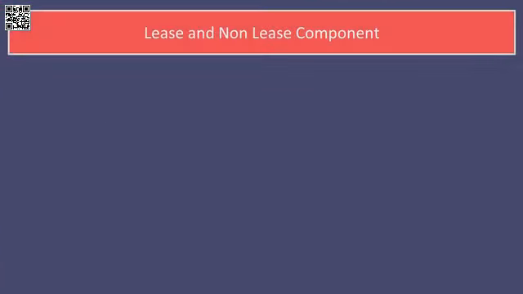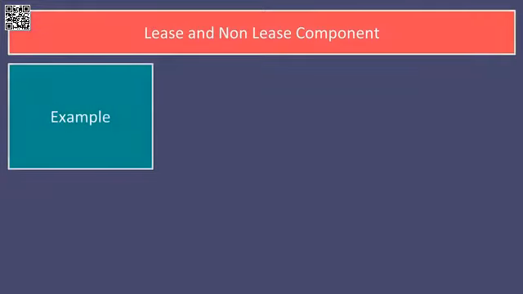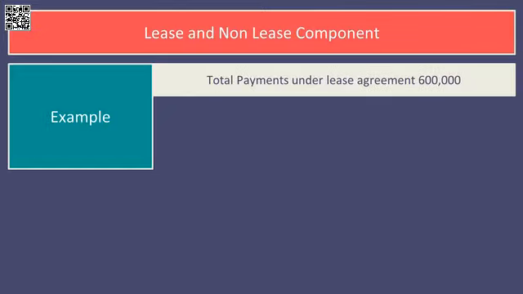So here's some numbers then to demonstrate the concept of lease and non-lease components. Imagine an arrangement where the total payments under the lease agreement in present value terms came to £600,000. And this was a lease agreement where we're leasing a product and also we're getting that product serviced as well. So some of the 600,000 relates to the actual leasing of the product and some of the 600,000 relates to the actual servicing. And of course the servicing is the non-lease component, and so we might consider splitting out the amount of payments that relate to the non-lease component.